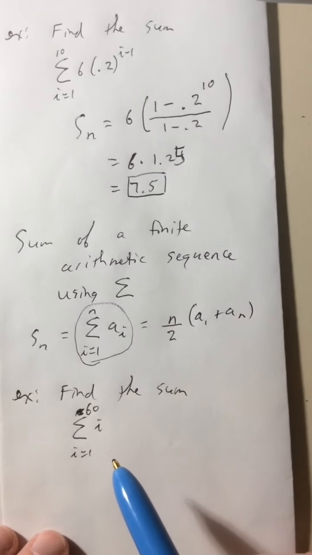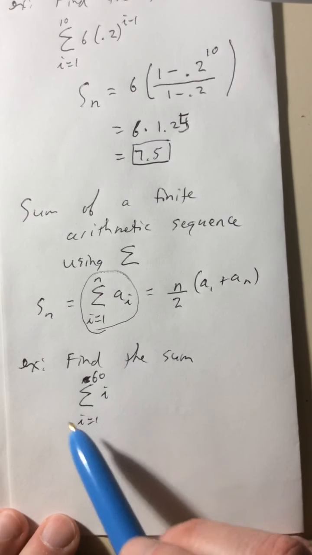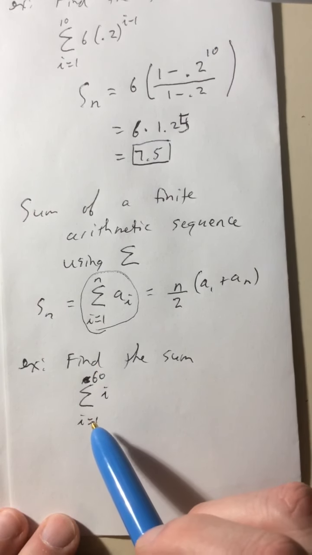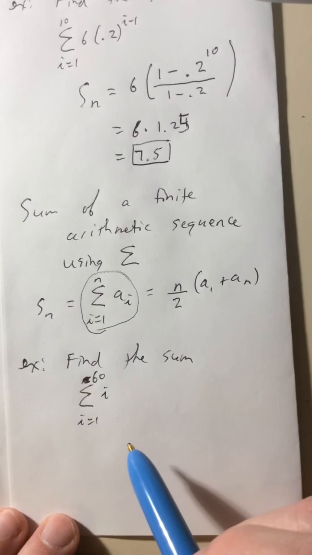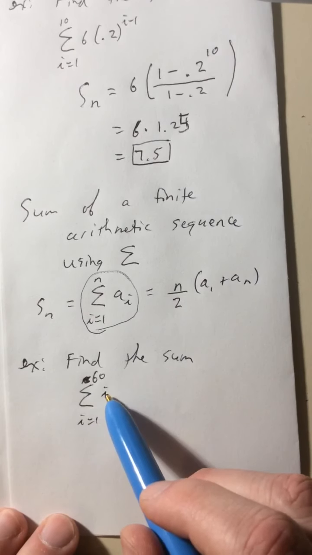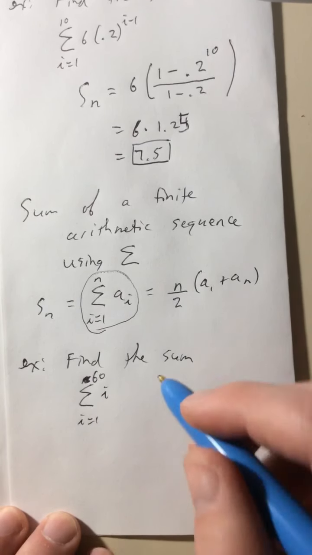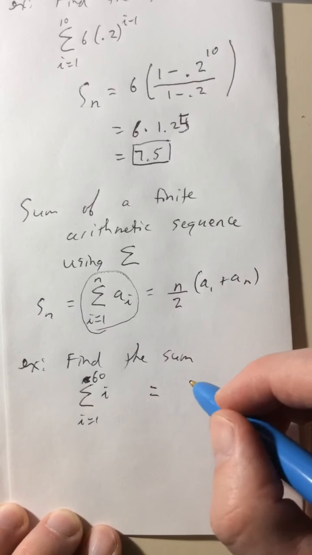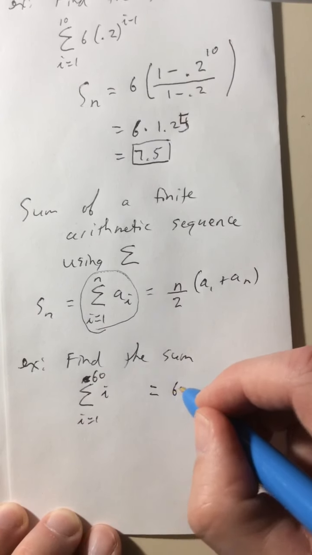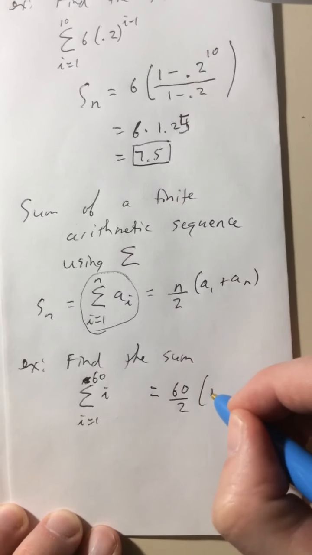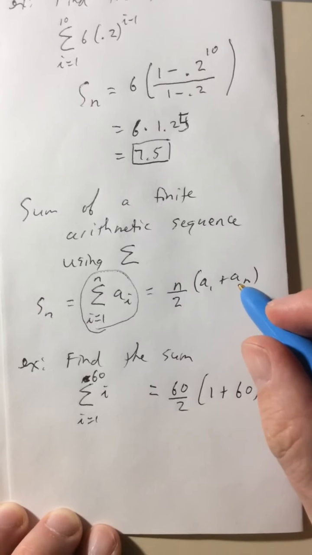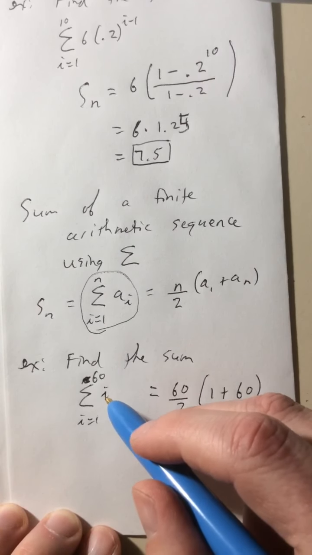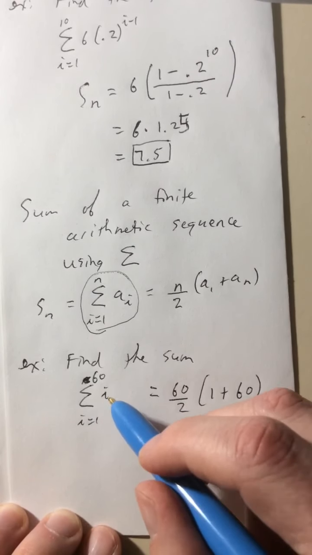So find the sum of this situation right here. So I want you to see this format here. So find the sum. Well, that's easy enough. We're just going to use our little formula right here. So we know that our first term, I equals 1, is going to be 1. And our n in this case is 60. So we got 60 over 2 times 1 plus 60, because our 60th term in this case is just 60, right? Because it's 1 plus 2 plus 3 and so on.